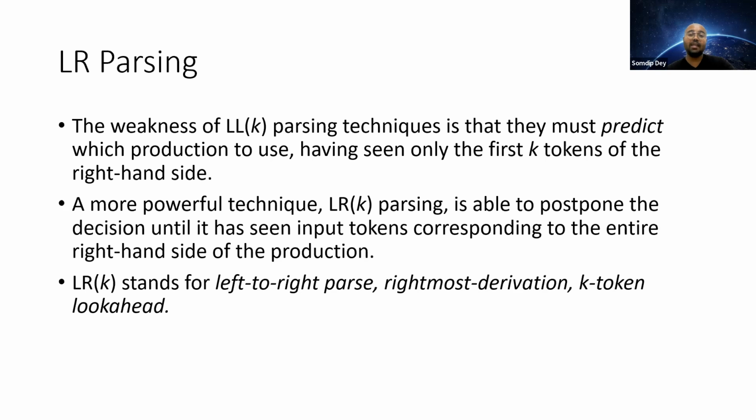In comparison, a more powerful technique is LR(k) parsing, which is able to postpone the decision until it has seen input tokens corresponding to the entire right-hand side of the production. So in this way, on the right-hand side of the production rule, you are aware of what is going to happen. And that's why LR(k) is used instead of LL(k). LR(k) stands for left to right parsing, rightmost derivation with k number of token lookaheads. Curtis, does that now make sense? That is why we will use LR(k) instead of LL(k)?